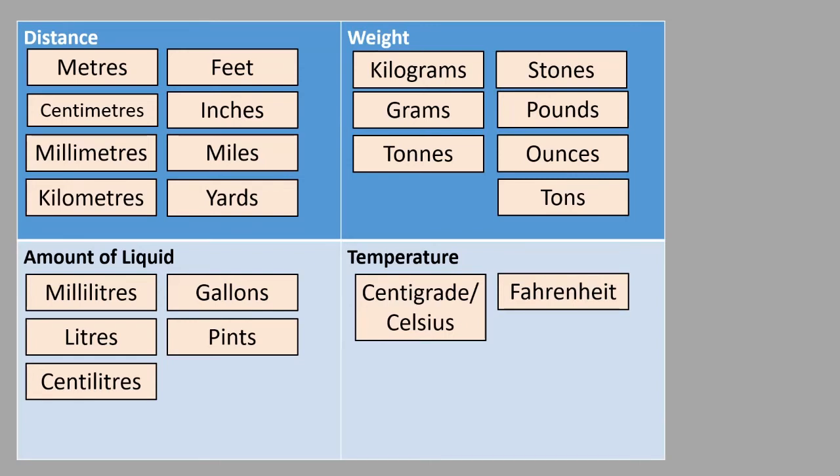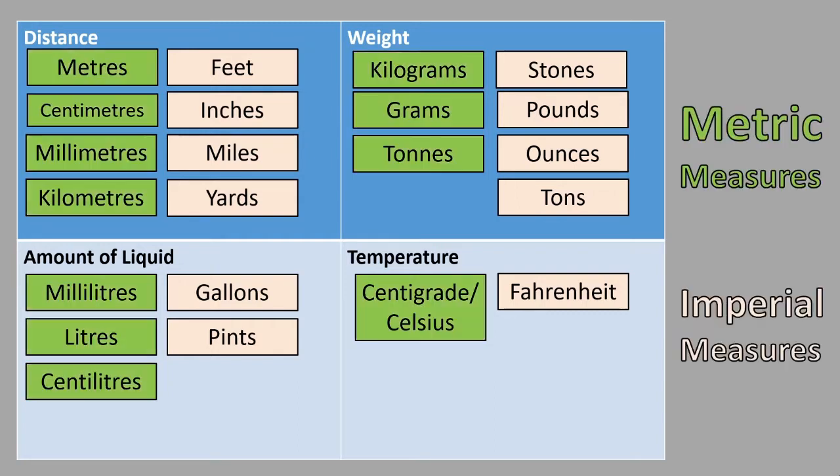So now that we've sorted these out, we've got some of them are units of distance, some weight, some liquid, and some temperature. There's a little extra level of sorting that we can do, because it turns out that some of these, and I'm going to colour these in green, are what are called metric measures, whereas some of them, the other ones, the ones in orange, are what are called imperial measures.